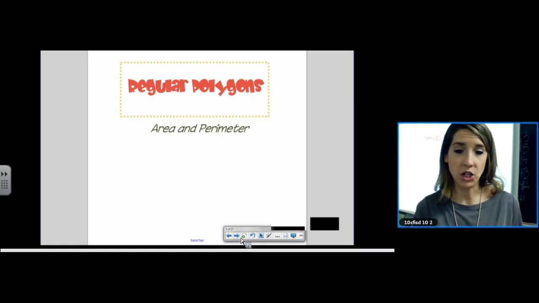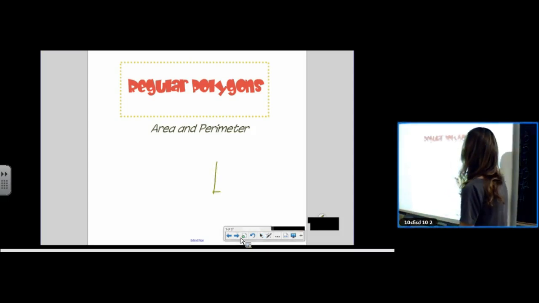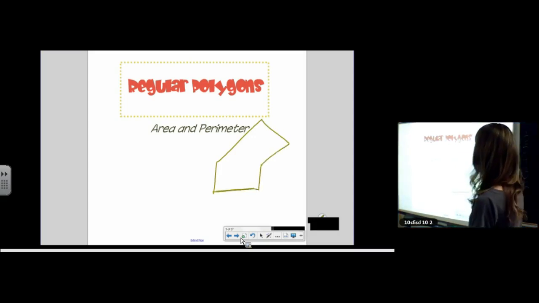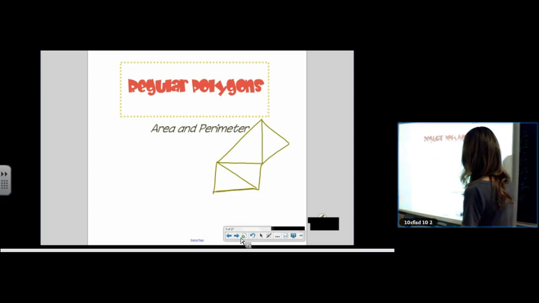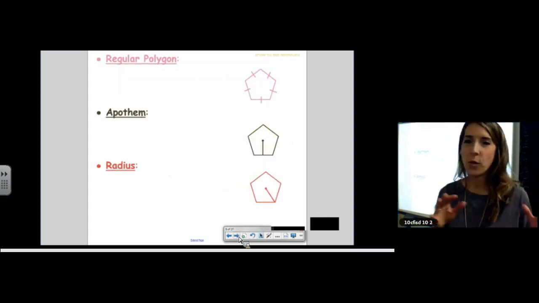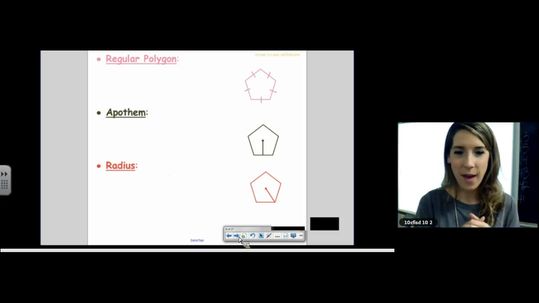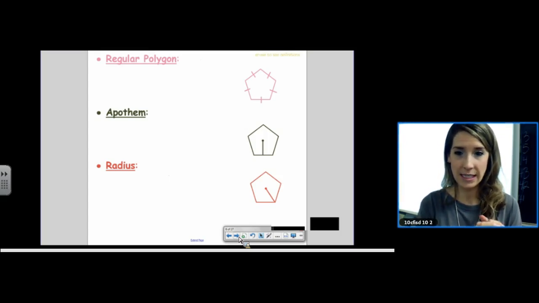So if you were, just playing devil's advocate, if you were given like an irregular polygon, I don't know, that was weird, then you would have to divide it up into different shapes that you know how to find the area of, you know what I mean? So the formula we're going to develop today only works if the polygon is regular. Okay, so let's talk about 3 words that are really integral to this lesson.